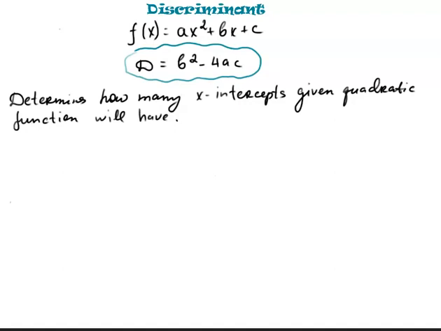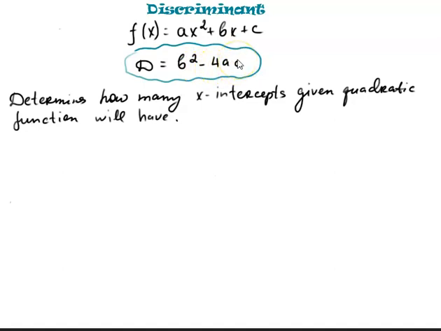In this video, I will concentrate on the discriminant and how the discriminant can help you in case you need to graph a quadratic function. Let's recall the standard form of a quadratic function: f of x equals ax squared plus bx plus c. And remember that a, b, and c are numbers. And let's recall the formula for the discriminant is b squared minus 4ac.